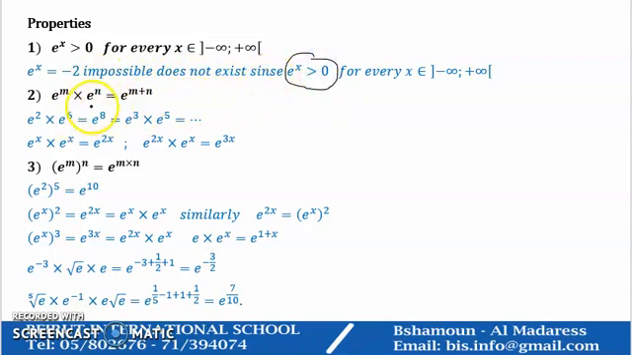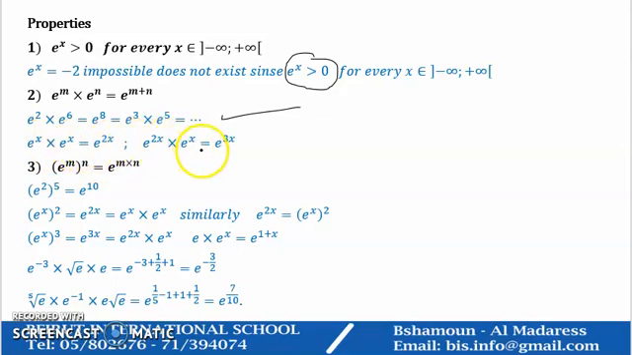Positive. The power rule: e^m times e^n equals e^(m+n). So if I have e^2 times e^6, it will be e^8. Or I can write it as e^3 times e^5, or e^1 times e^7. All of them are equal. If I have e^x times e^x, I can write it as e^(2x), because x plus x equals 2x.